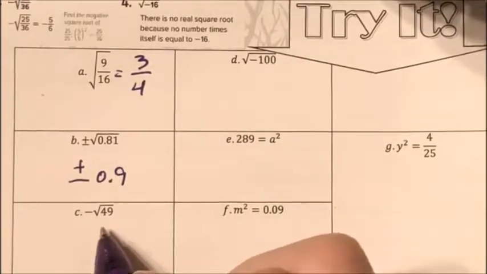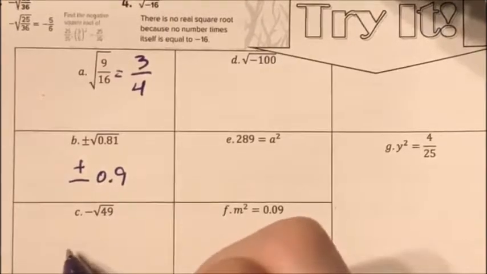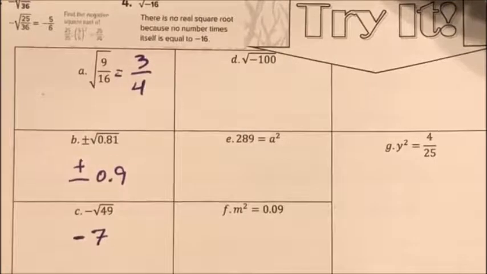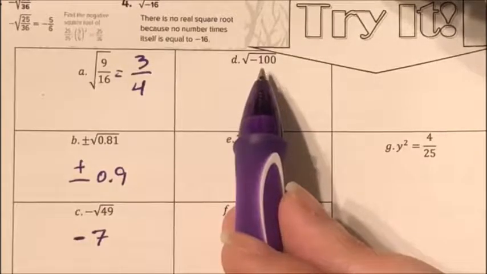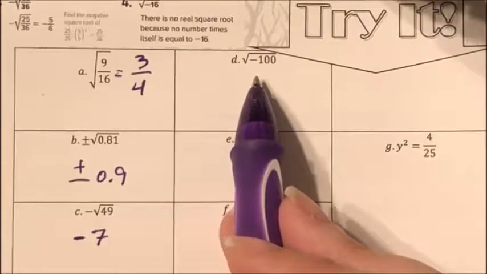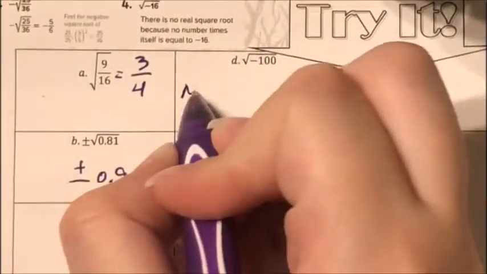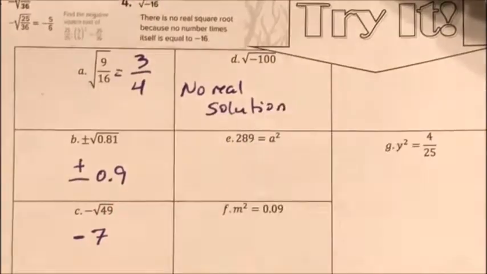That plus or minus is out in front, leave it there, okay? C is negative square root 49. Well, 7 times 7 gives me 49. So this is going to be negative. I leave the negative sign, 7. Okay. For letter D, I have negative 100. I can't do this. Remember, there's no real square root because no number times itself is equal to a negative number. So for that one, you're going to write no real solution.